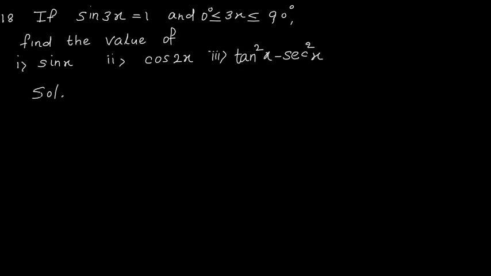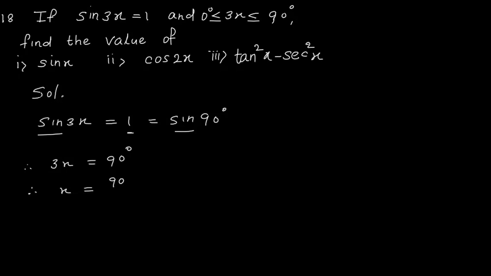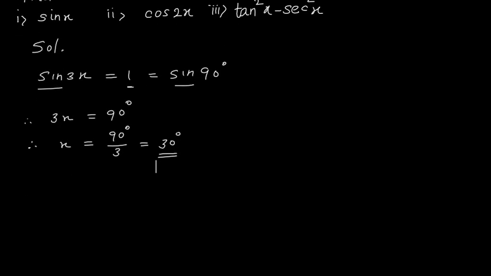Sin 3x is given 1. Now this 1 I can write as sin 90 degrees, right? On the left hand side we have a sine relation, so I convert this 1 into a sine relation. So therefore this will give me the value of 3x equals 90 degrees. Therefore x is 90 degrees divided by 3, which is 30 degrees. So the value of x we got is 30 degrees. Now easily we can find sin x, cos 2x, tan square x minus sec square x.